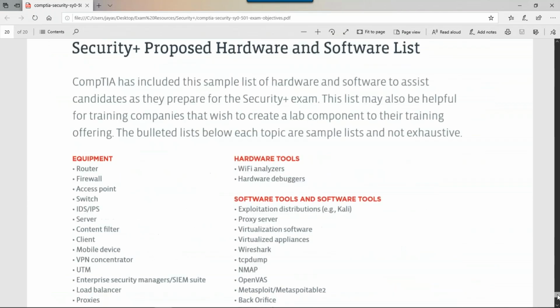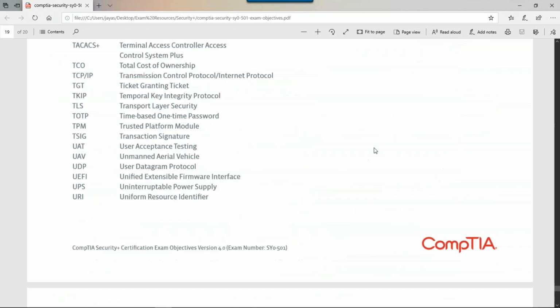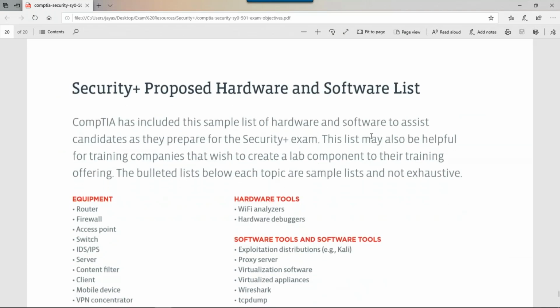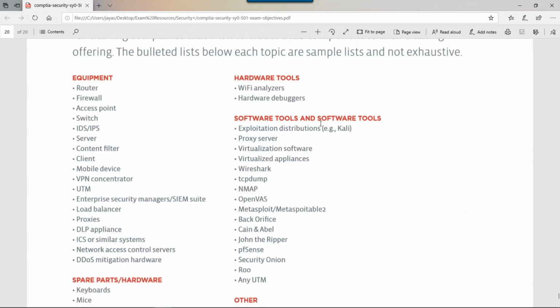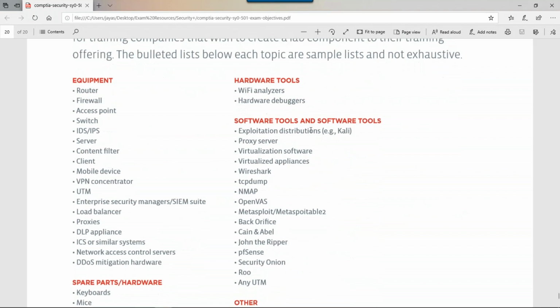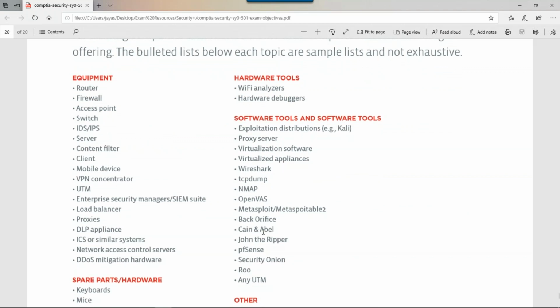So what I'll do is scroll down to the bottom, past the acronym list. And you'll see the software tools, and tools, and tools. All right, tools, and tools. So there's some down here that I would recommend that you download. Wireshark being one of them.